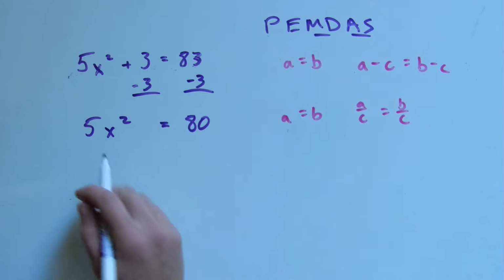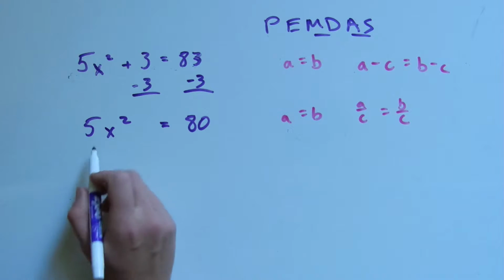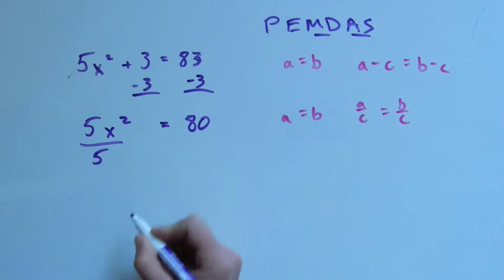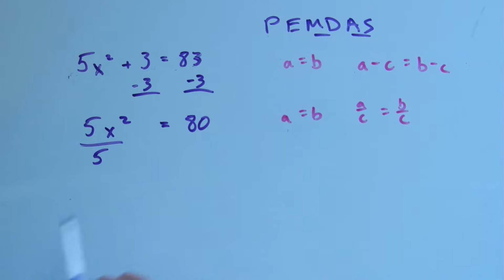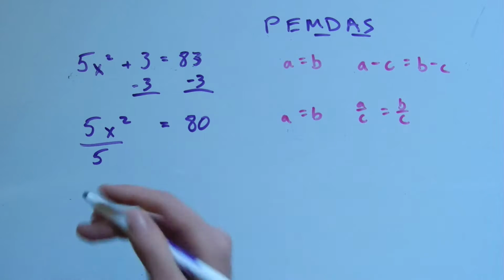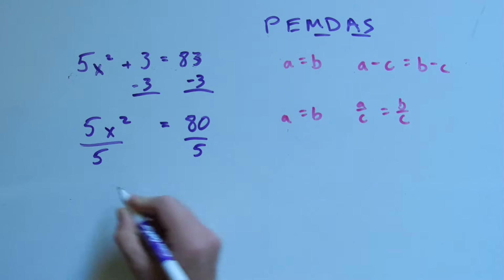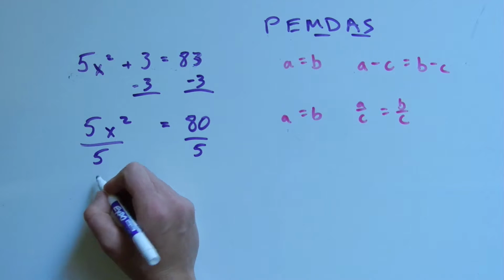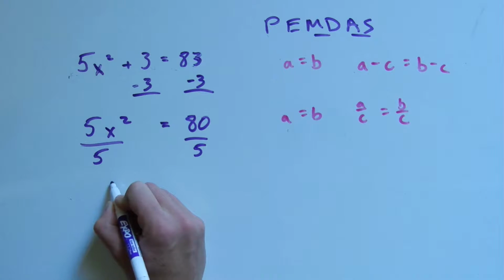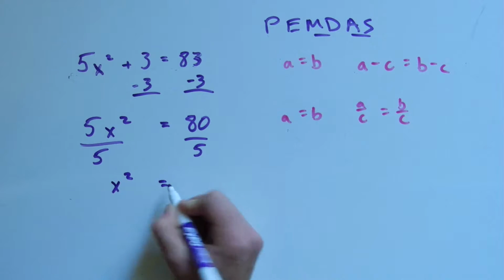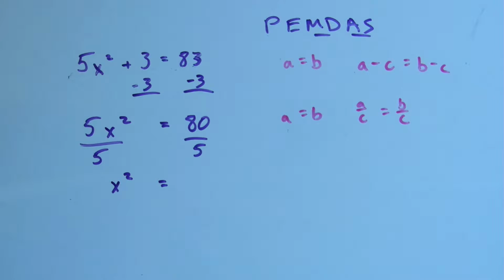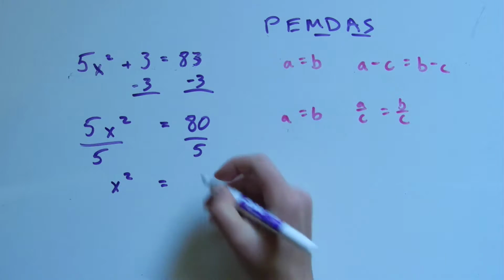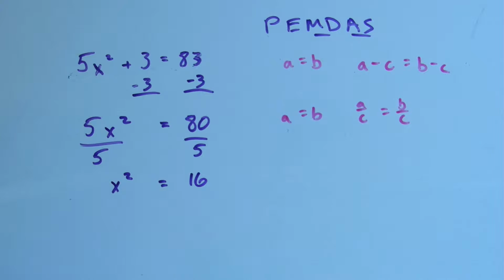To get the x by itself, we need to divide by something that will leave us with just x squared. So to get rid of this coefficient, this 5, we divide by a 5, because 5 divided by 5 is 1, and 1 times any number is that number or value that the 1 was multiplied by. So 5 divided by a 5 is 1. 1 times x squared, we're left with just x squared on the left side. On the right side, we're left with 80 divided by 5, which is 16.